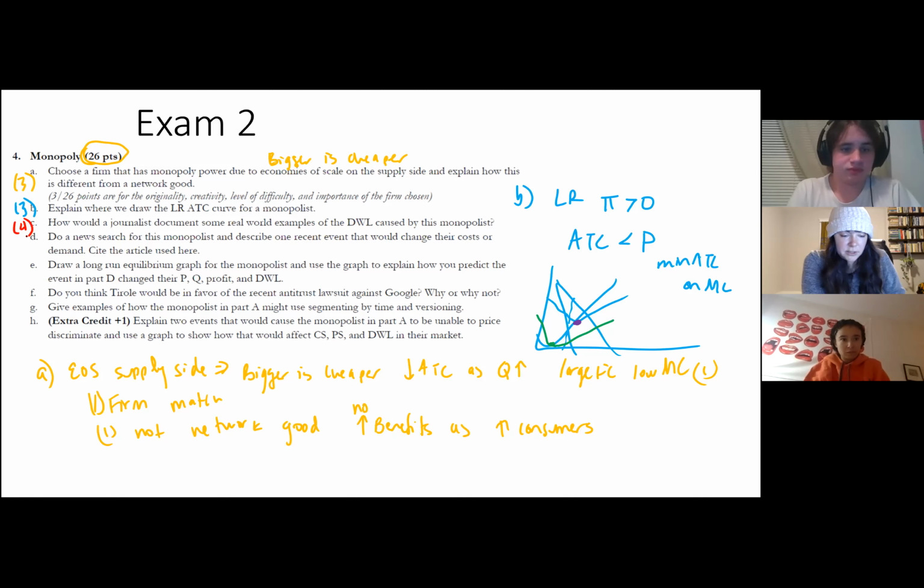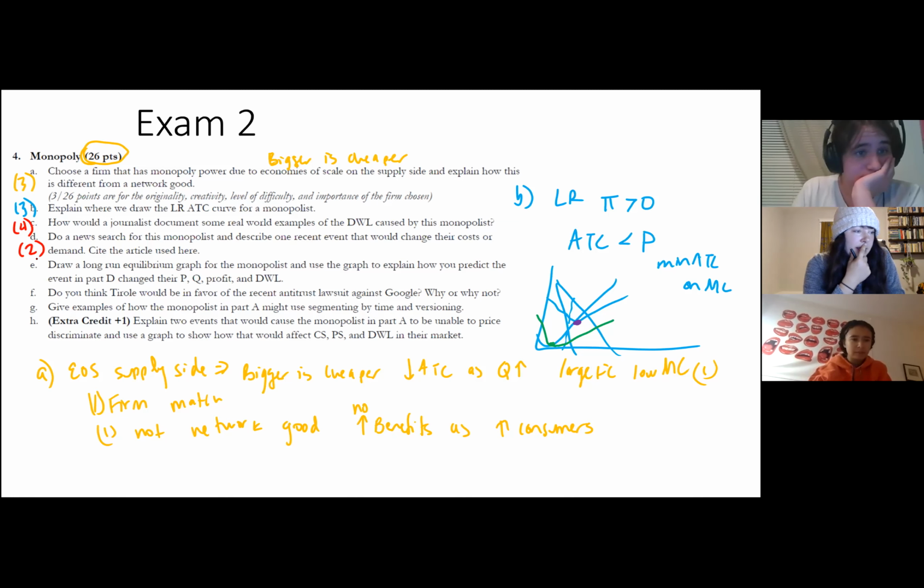D, do a news search, describe a recent event, cite the article. So that was 2 points for finding the article. I think pretty much everybody got those points. It can be anything, changing demand or cost. And then draw a new long run equilibrium graph. Use the graph to explain how you predict it would change things. So that was 4 points for E.